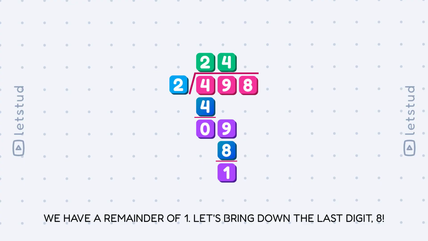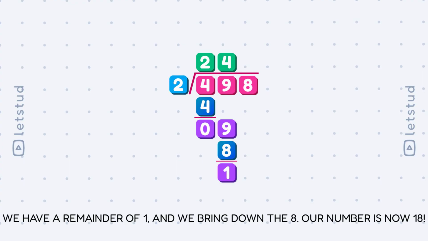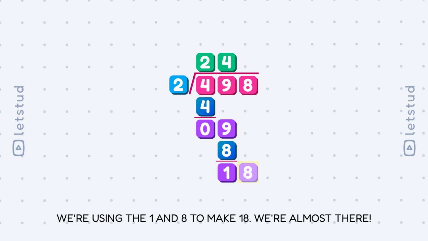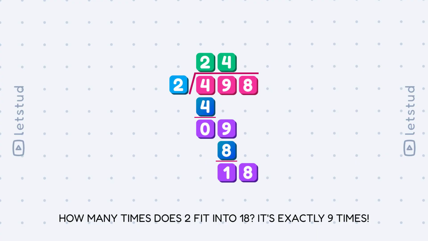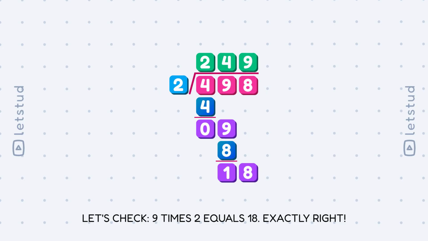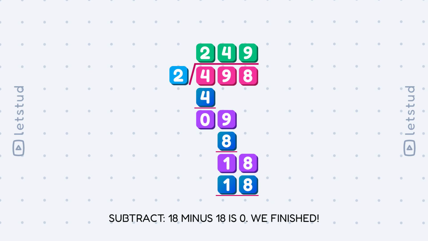Let's bring down the last digit, 8. We have a remainder of 1 and we bring down the 8. Our number is now 18. We're using the 1 and 8 to make 18. We're almost there. How many times does 2 fit into 18? It's exactly 9 times. Let's check. 9 times 2 equals 18. Exactly right. Subtract. 18 minus 18 is 0.